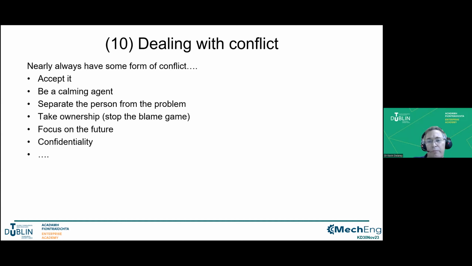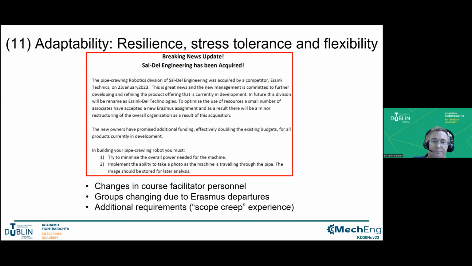But I think the point is that we're trying to help the students to develop some coping mechanisms so that they can deal with conflict. We want the students to be adaptable. We want them to be resilient.